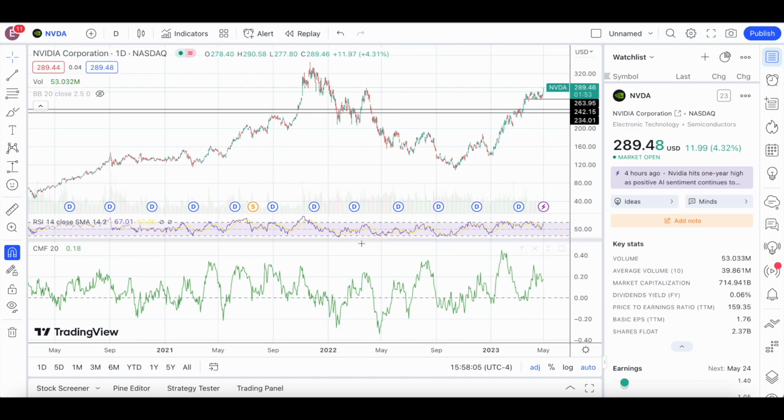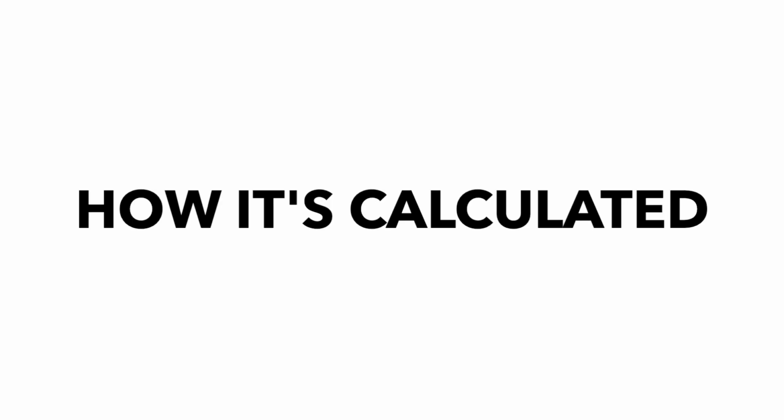What we're going to do is talk about how to read and interpret this range and how to trade using it. So first things first, let's talk about how we calculate the Chaikin Money Flow. This is going to get slightly technical, so if this is a segment that you want to skip, the timestamps will be in the description below.